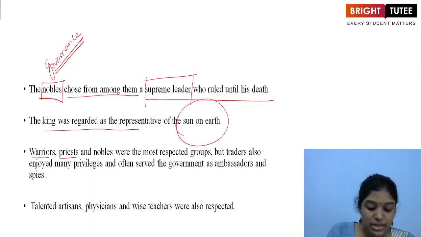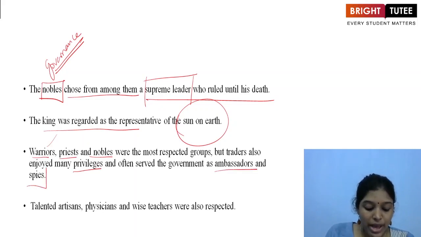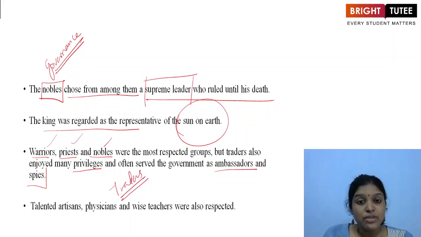And the warriors, priests, and nobles were the most respected groups, but traders also enjoyed many privileges and often served the government as ambassadors and spies. So along with warriors, priests, and nobles, the traders were also given some importance in this kingdom, because it was an urbanized economy with urban centers, and traders played a major role in sustaining these urban centers, because they looked after the affairs related to trade activities, which helped the cities flourish and sustain themselves.